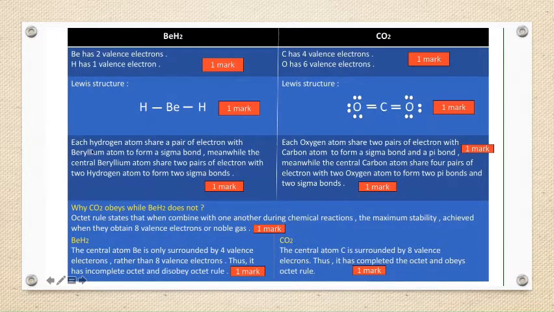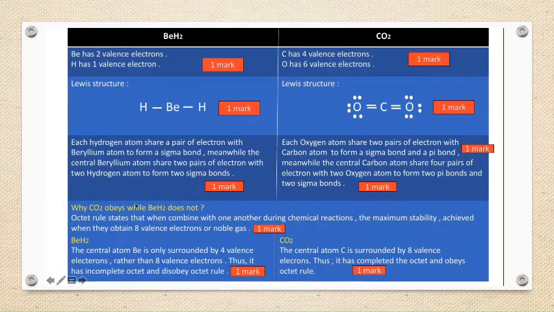Each hydrogen atom shares a pair of electrons with the beryllium atom to form a sigma bond. Meanwhile, the central beryllium atom shares 2 pairs of electrons with 2 hydrogen atoms to form 2 sigma bonds. So this is the explanation for the Lewis structure of beryllium hydride.